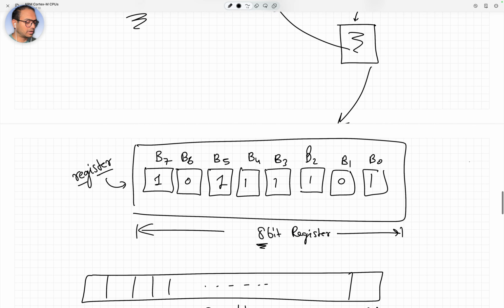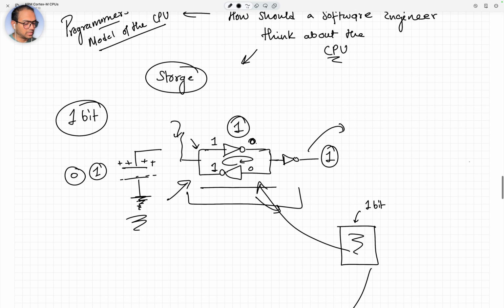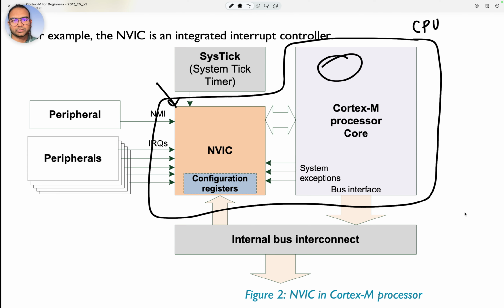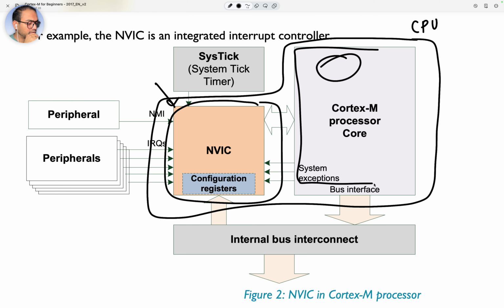So how did we come here? We were talking about the role of the NVIC here, and then we said, okay, let's talk about what a CPU really is, as seen by the programmer, and the answer to that was a bunch of registers. And now let's talk about the NVIC here.